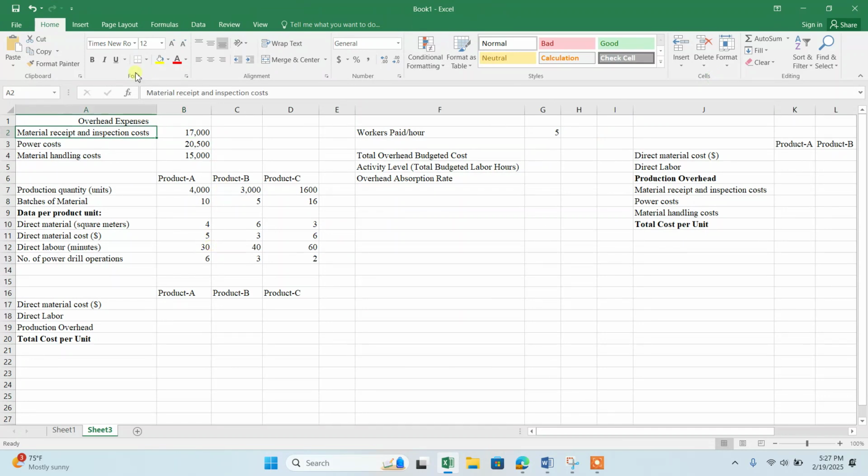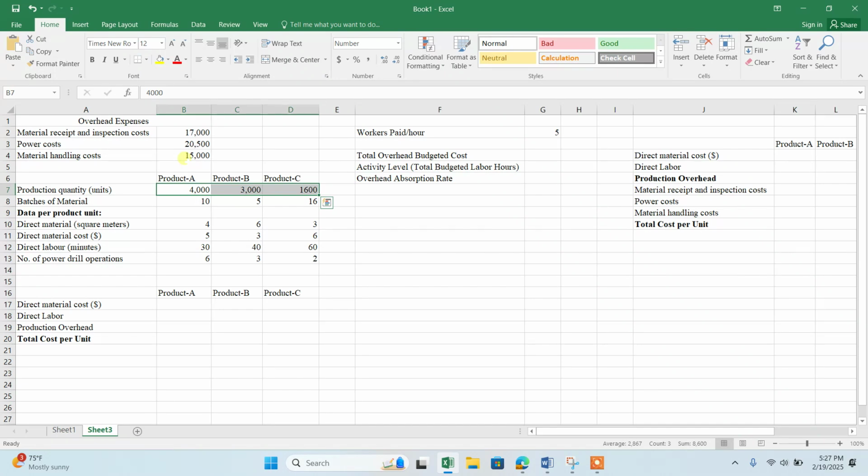You can see the overhead expense 17,000, then 20,500 for power cost, and 15,000 for material handling cost. What does this mean? My dear, this is the total overhead cost to produce all these units. So 17,000, 20,500, and 15,000. This is the total cost to produce this number of units.